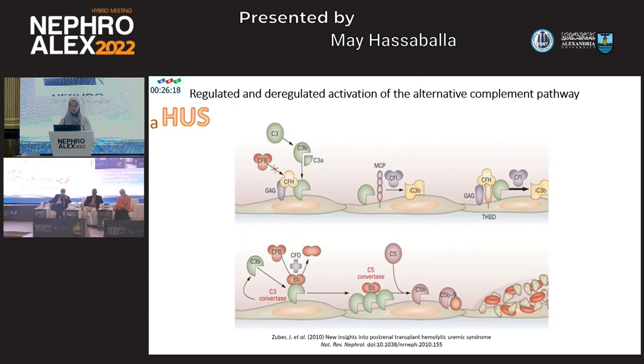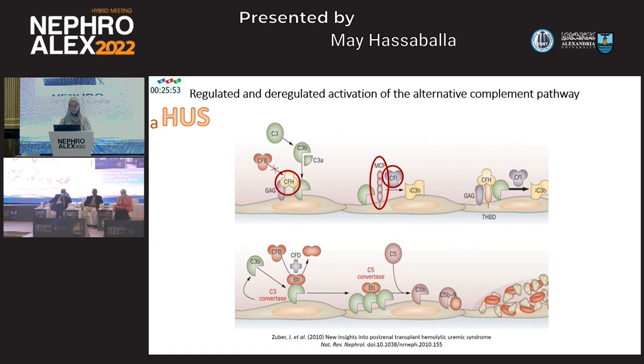Whereas in the atypical HUS, the problem is in the complement regulatory proteins. We have the complement factor H and the complement factor I, which are fluid phase proteins, and we have the membrane cofactor protein, which is a membrane-bound protein. So these regulatory proteins function to stop the continuous activity of the alternate complement pathway.